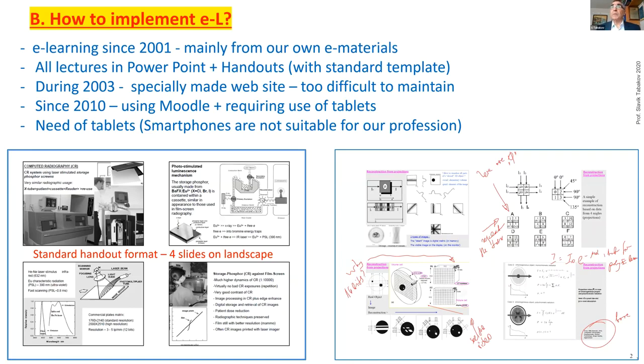quality images. We have to speak about image quality assessment, etc. There is small material which requires very good visibility, and also taking notes over the materials. So I stress the need of tablets is very good, but not smartphones. We used our own website from 2003, but this was very difficult to maintain. So from 2010, we are using Moodle, and I shall give you most of my examples from our Moodle platform.